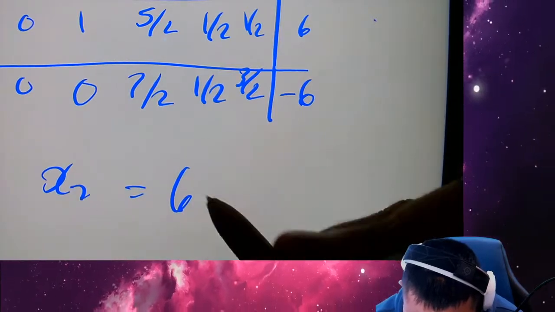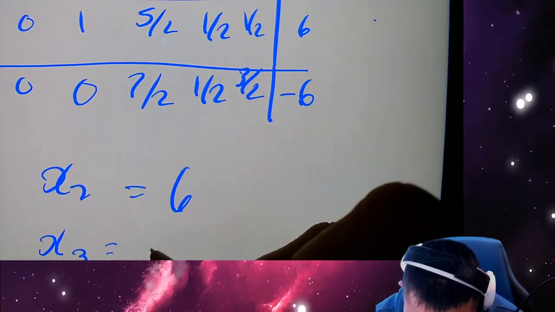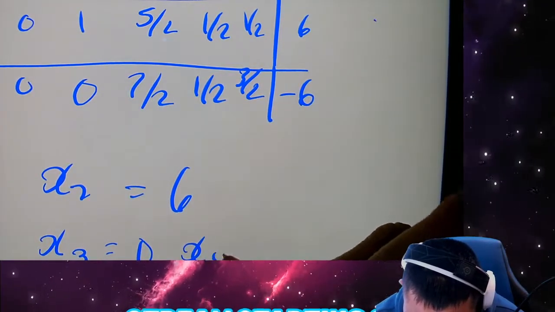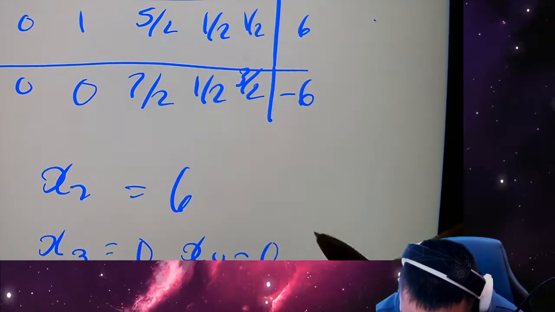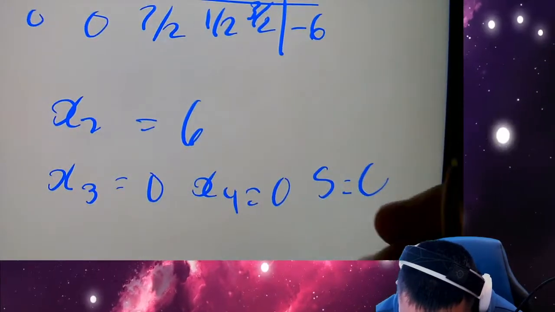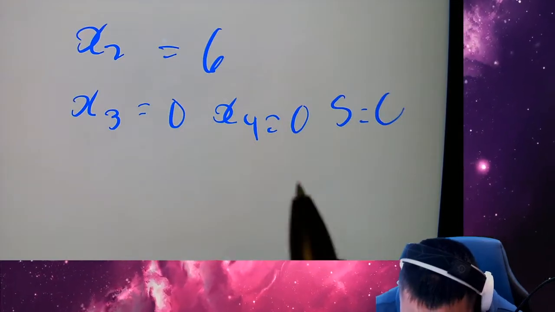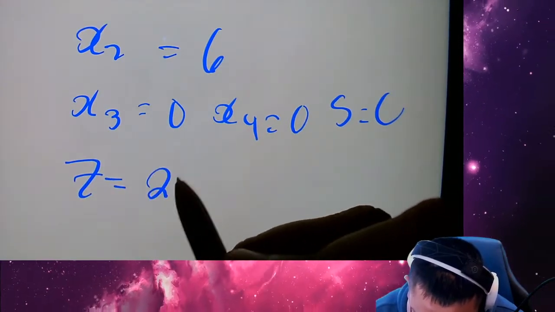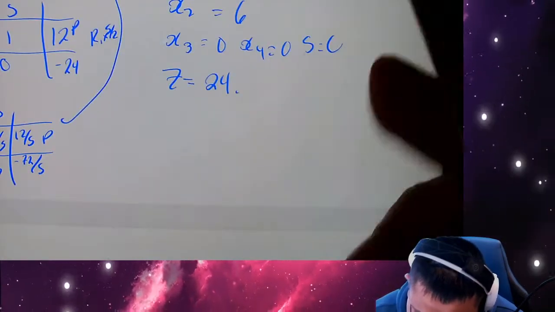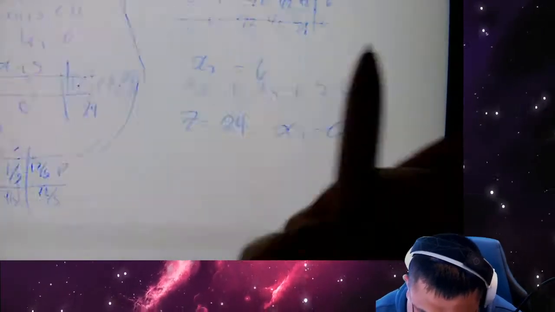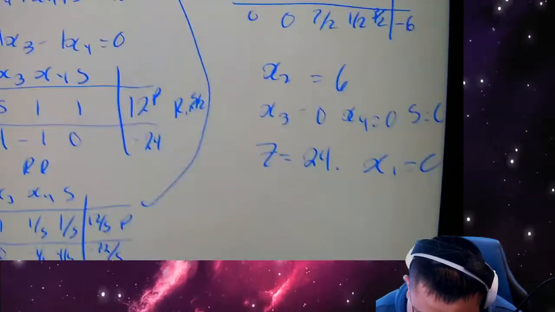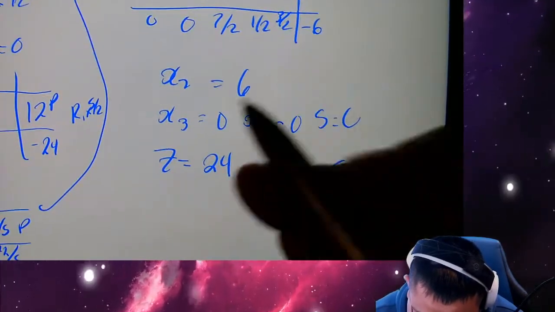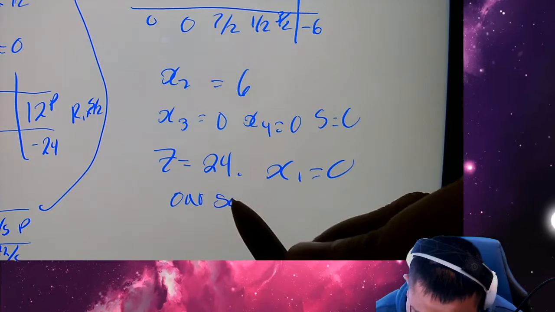X2 is equal to 6. X3 is equal to 0. X4 is equal to 0. X5 is equal to 0. They're all non-basic. Now we know. This is our solution. Z is equal to 24. We have found it. Yes! And this is our solution.